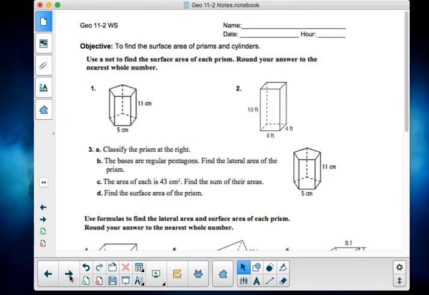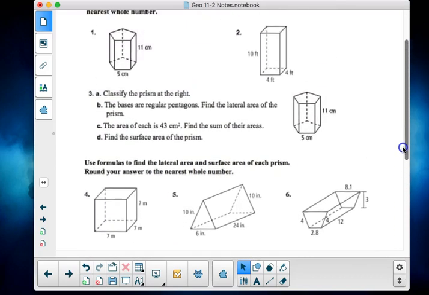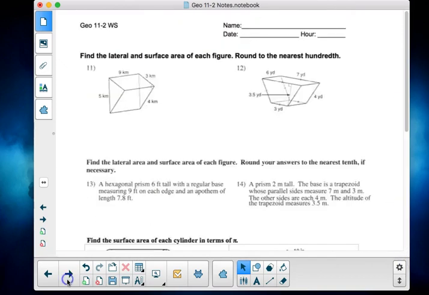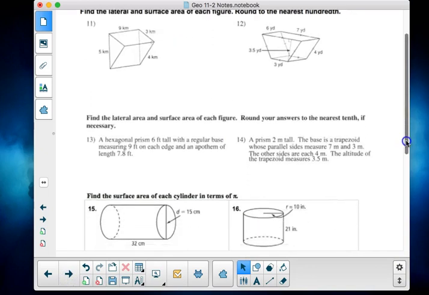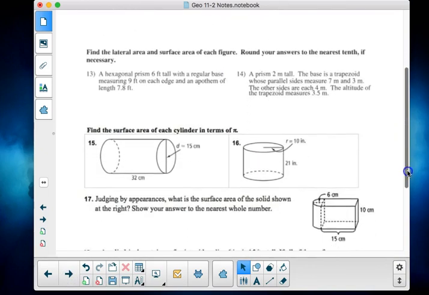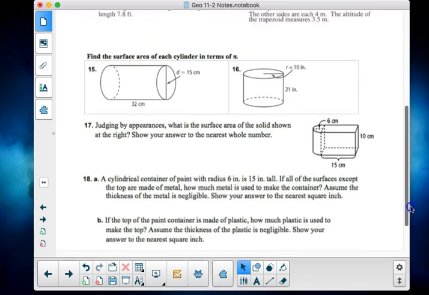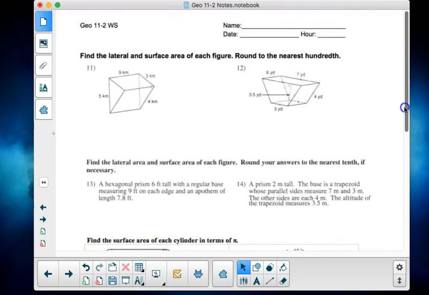Now, for today, you will be working on anything that's not a cylinder, so anything in your 11.2 that's not a cylinder. A cylinder looks like a soup can. So you'll do problems 1 through 6, 10, 11, 12, 13, 14. So 1 through 6, and 10 through 14. That's today's assignment. Go ahead and get those done.